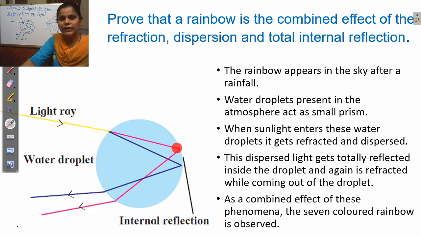dispersed light gets totally reflected from this surface. You can see here, this light is totally reflected from the inside surface of this droplet. Understand? And then while coming out of this droplet, as a combined effect of these phenomena, the 7 colors of the rainbow are observed. Again I repeat it.